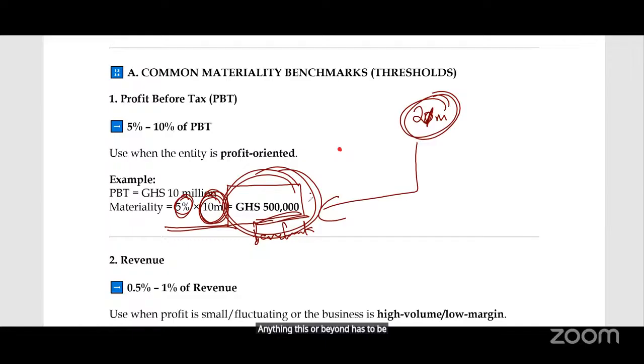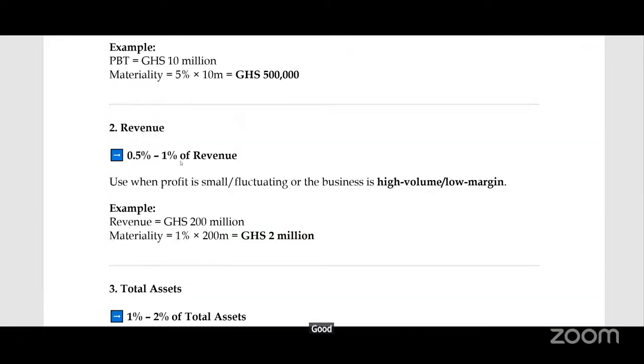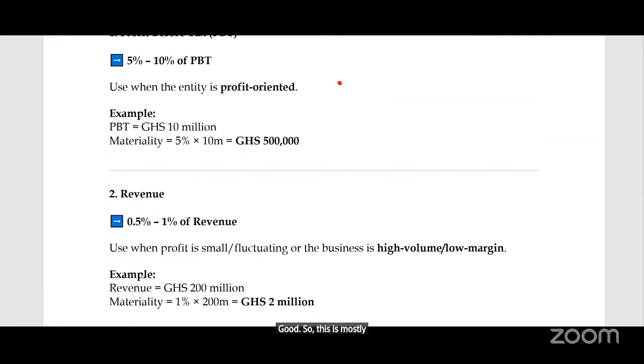So if this is the threshold and you have 2 million, is it not above 500,000? Way above that. So you have to investigate. Do you understand? Good. So this is mostly for profit-oriented entities.